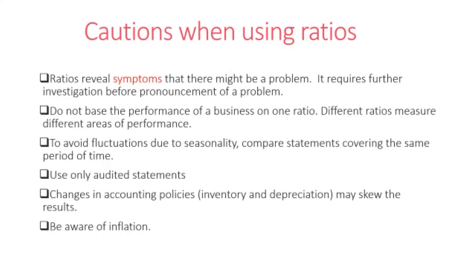Now, do not base the performance of a business on one ratio, right? Different ratios measure different areas of performance. To avoid fluctuations due to seasonality, compare statements covering the same period of time, right? So use only audited financial statements, right? Because the auditor gives assurance that the information is accurate and that they have complied with accounting standards. Now, changes in accounting policies, inventory and depreciation.